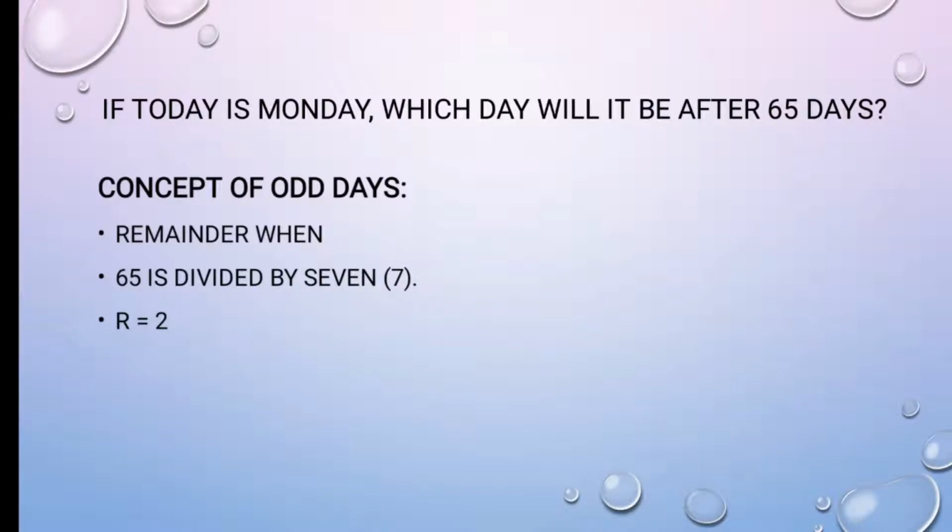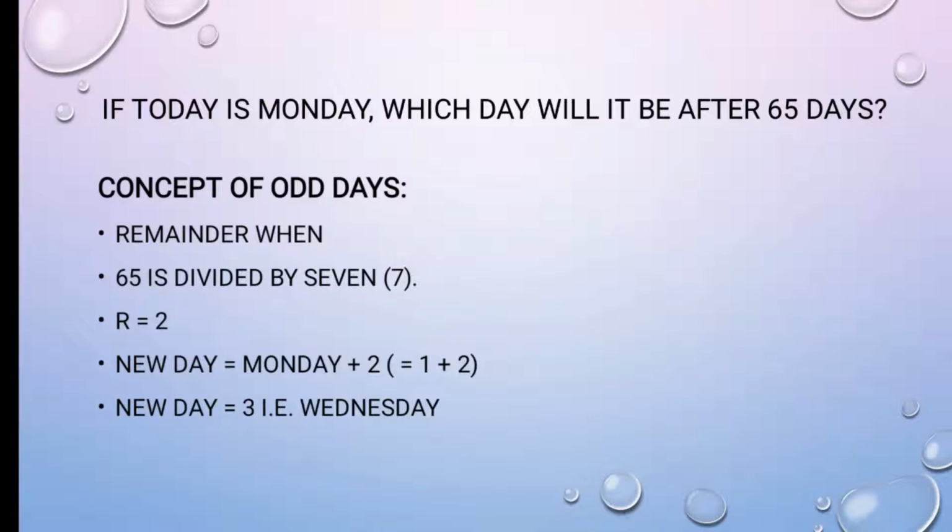Now originally today is Monday, and when I shift 2 more days, that is what the concept of odd days means. So after 2 days, when 1 is added to 2, the new day will be Wednesday, that is 1 for Monday plus 2, the number of odd days. So which day will it be after 65 days? It will be Wednesday.